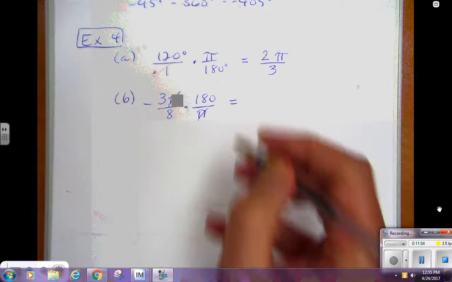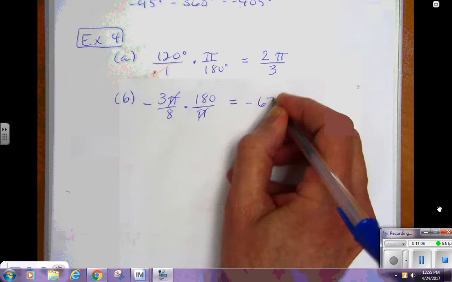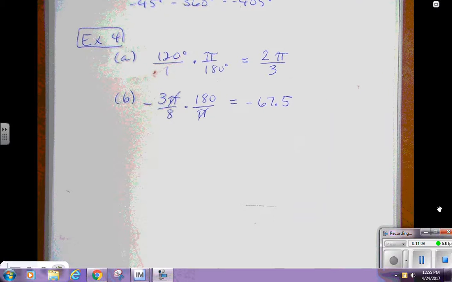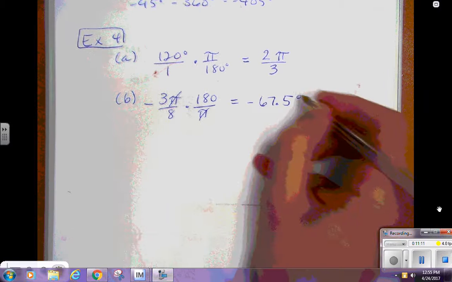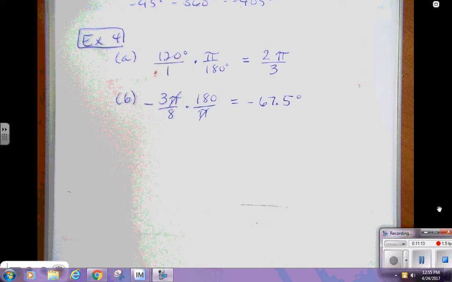So for this section, it's okay if you have a decimal for your degree. Now later on we might change that to you need to have fractions, but for this section, introducing everything, it's okay to have it as negative 67.5. Any questions?